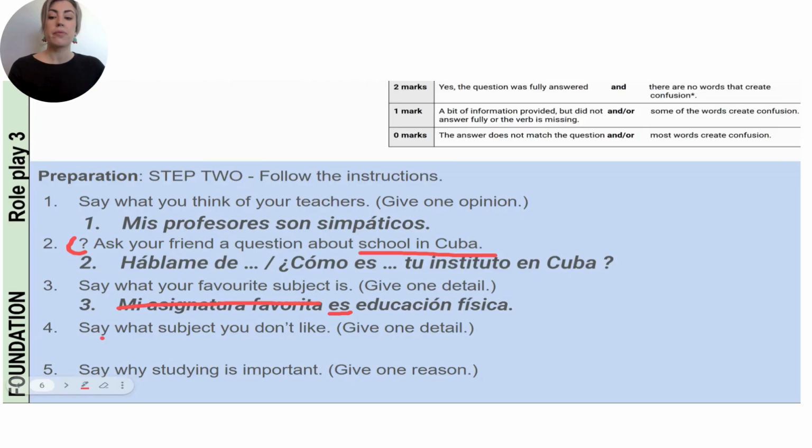Now, number 4, say what subjects you don't like. So I don't like or I hate. Give one detail. Odio las matemáticas, okay? Easy, muy fácil, muy fácil.